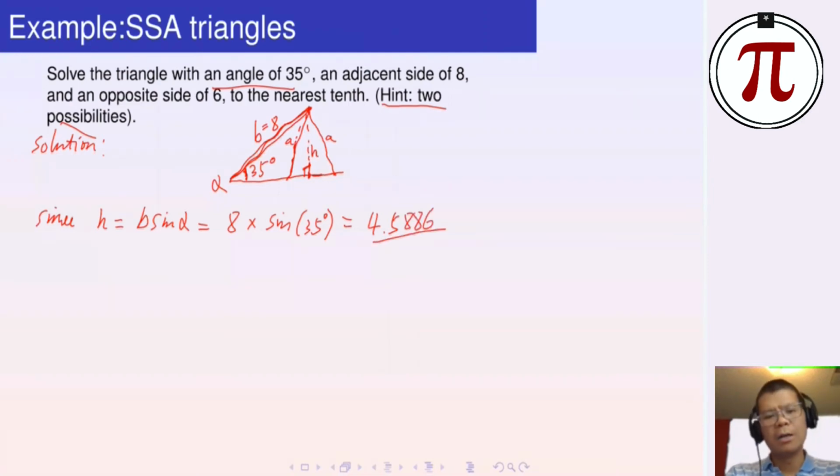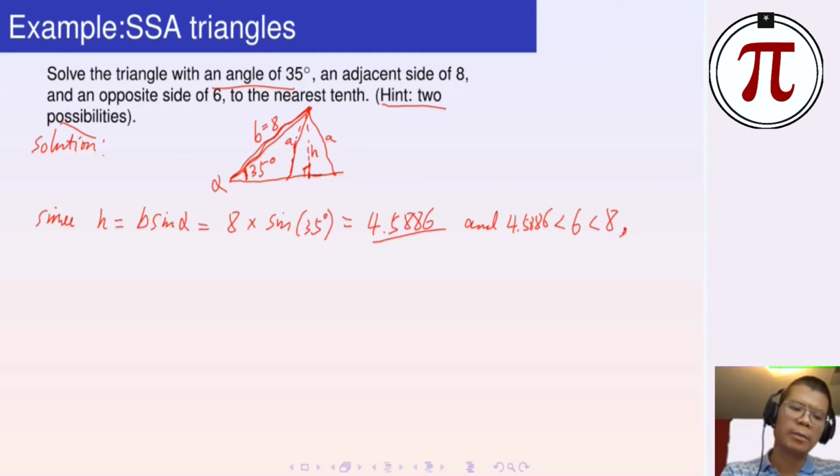Now you see which situation do we have? The opposite side is 6. Apparently, 6 is between 8 and 4.586. 6 is greater than h and less than 8, right? Less than the adjacent side. So we have two possibilities, right?